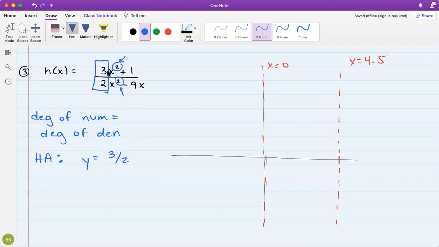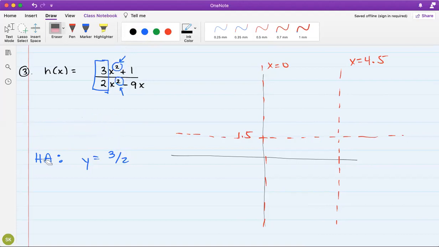The highest power, this term right here, is called the leading term, and this is the leading coefficient. So we just take the leading coefficients on the top and bottom, and we divide them. So that's 1.5. So let's make a dotted line at 1.5, but a horizontal dotted line. Okay, and you can see that we've divided this into 1, 2, 3, 4, 5, 6 different sections. The next thing we want to do is find our x and y intercepts. So let's write that down.